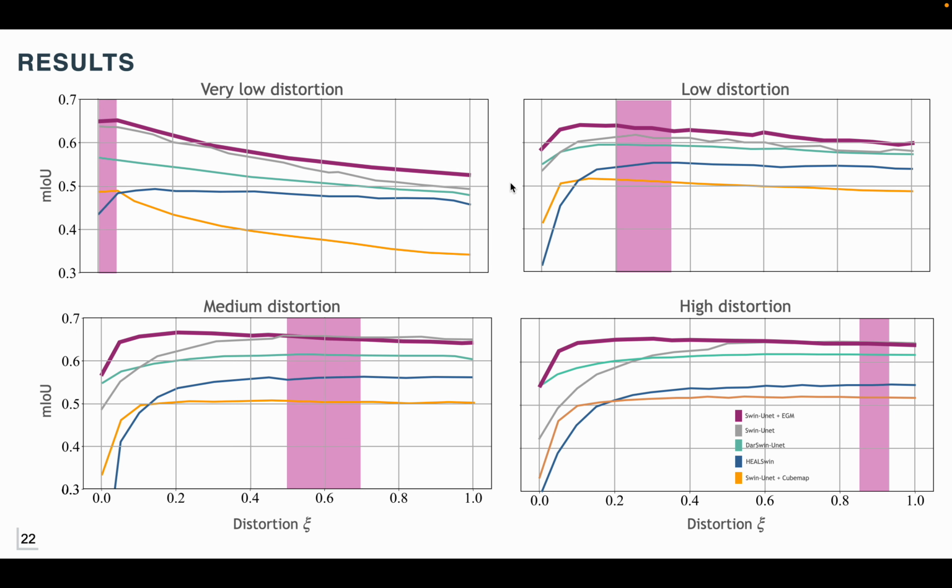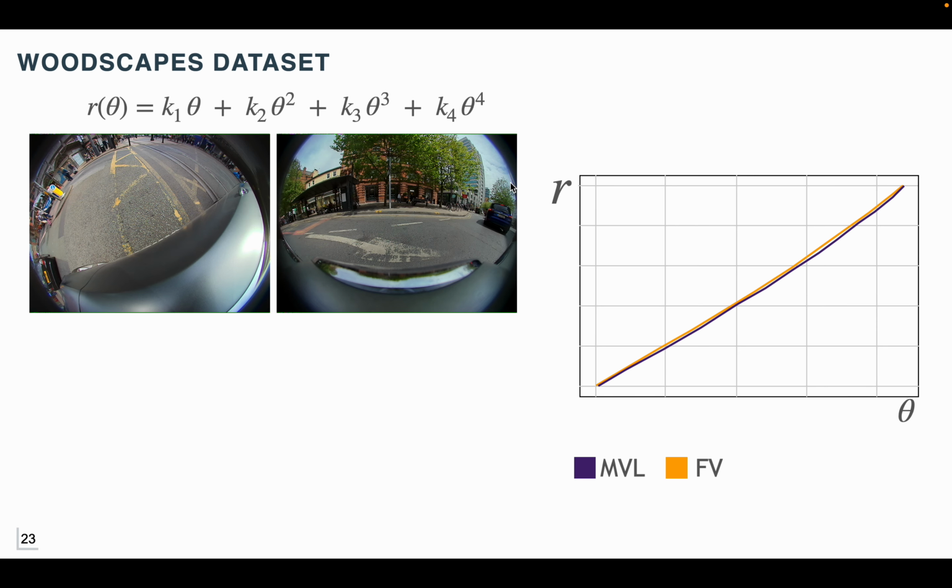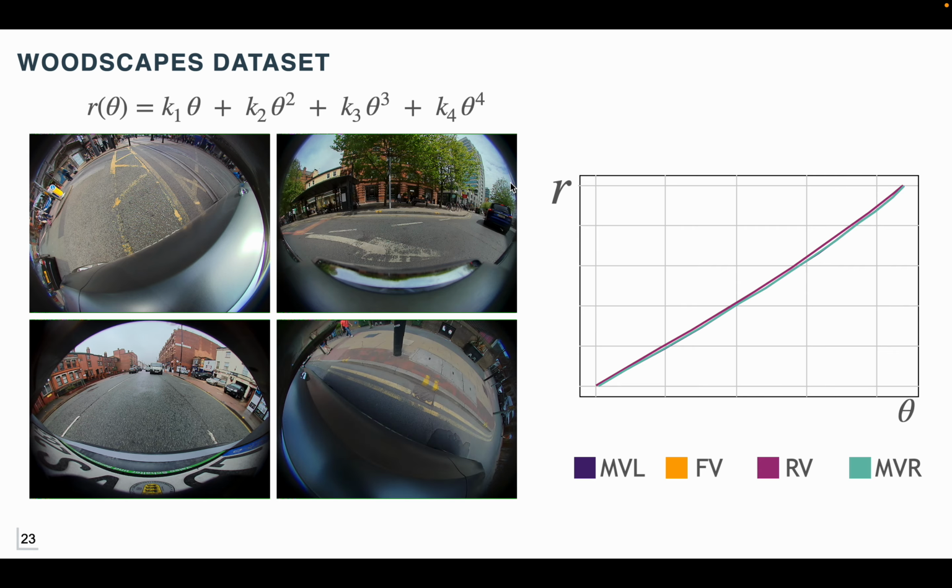This also mimics the performance of all distortion levels. We also want to test on a real-world dataset, as in the Woodscape dataset, which uses polynomial projection and has 4 cameras: left, front, rear, and right. But all of those 4 cameras are nearly identical as shown by the distortion curve here. Hence, we cannot perform a generalization experiment.